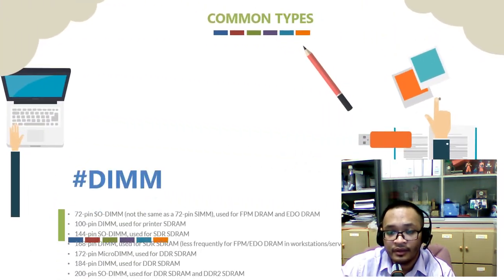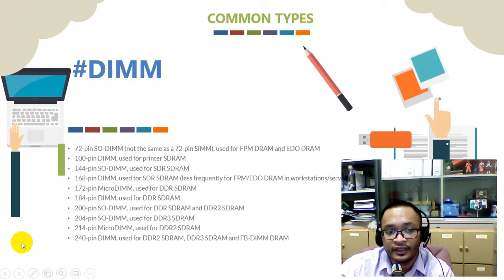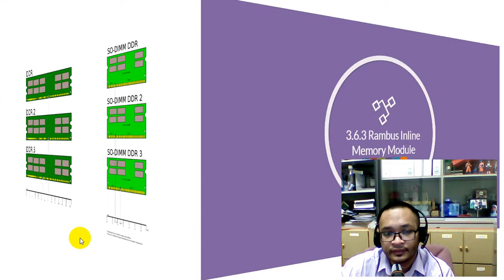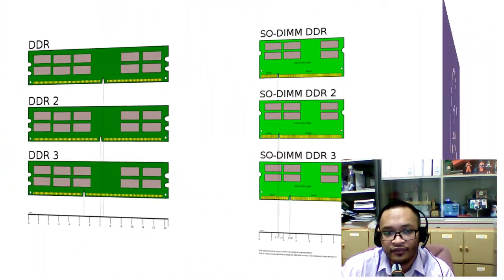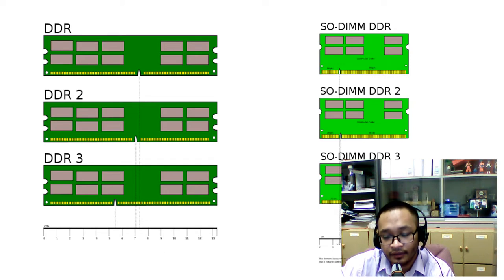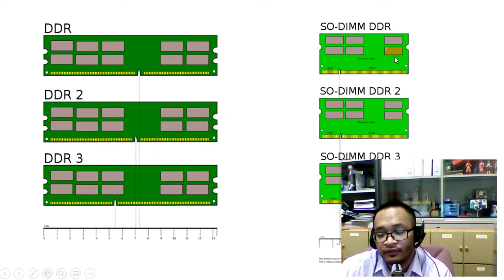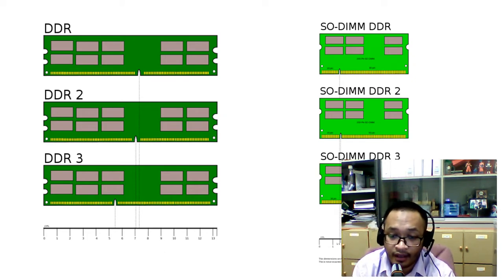We have a couple of variants of DIMM, such as the 72 pin SODIMM. SODIMM is a smaller outline DIMM usually used in laptops. We also have micro DIMM and so on. Okay, this is an example of different types of DIMM technology: DDR, DDR2, DDR3, and now we have DDR4. We can look at the notch. The location of the notch can determine the type of DDR. And this one is for the SODIMM, the small outline DIMM for the laptop.